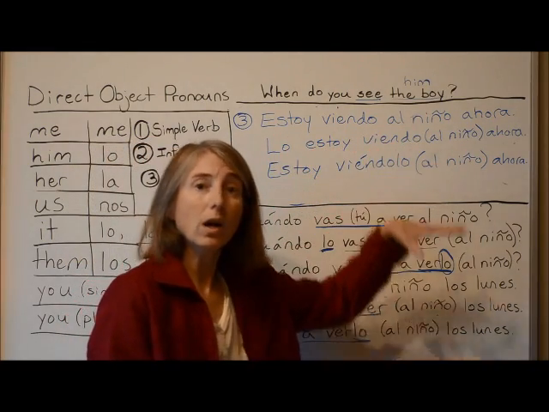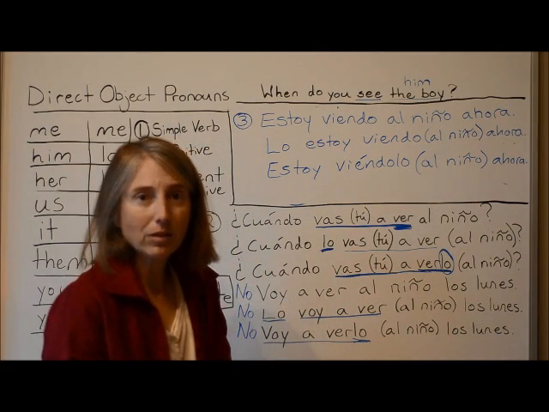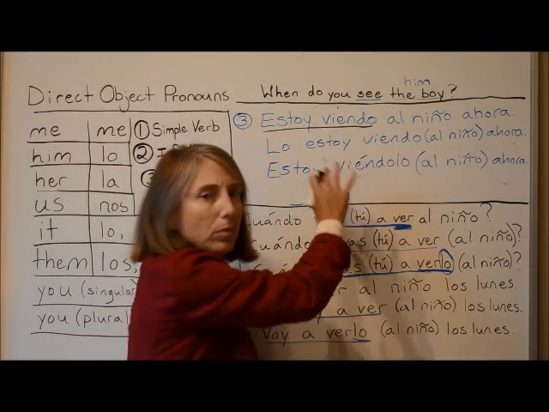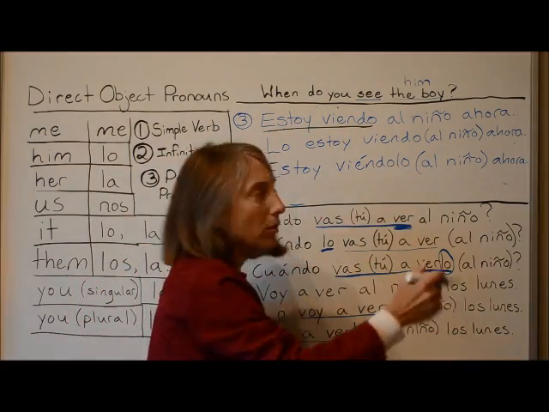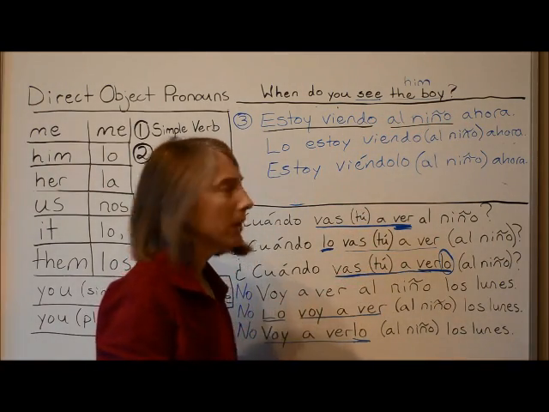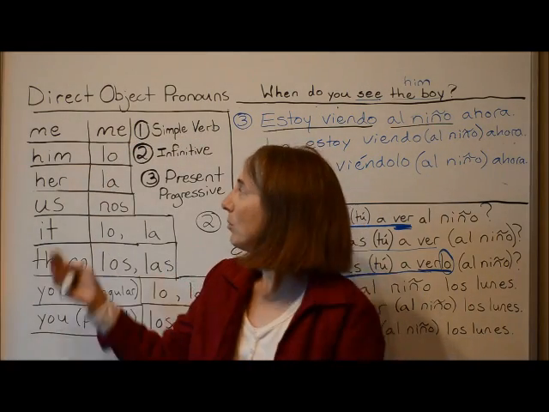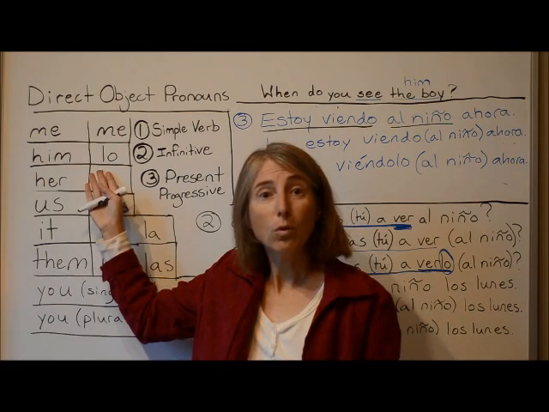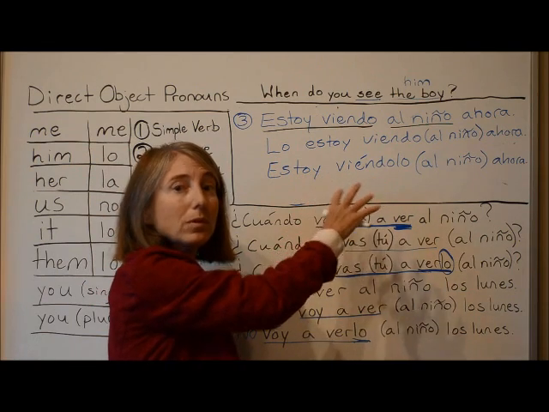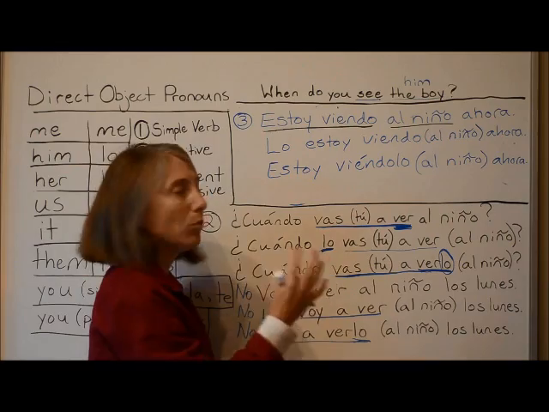If we wanted to say, I am seeing the boy now, we could say, Estoy viendo al niño ahora. And the direct object would be the direct object of the verb. Estoy viendo, what am I seeing? El niño. Estoy viendo al niño ahora. To use a direct object pronoun for niño, we would use the pronoun him, or lo, and we would use it either before or tacked on to the end of the present progressive verb phrase.